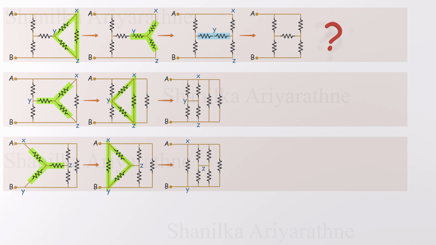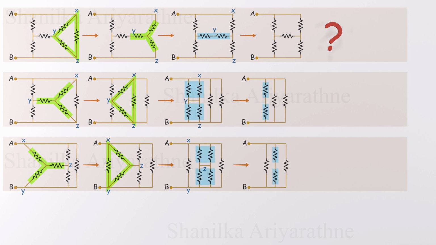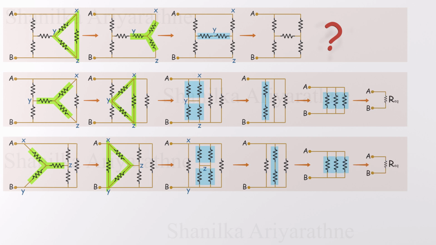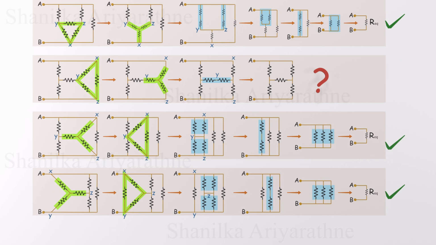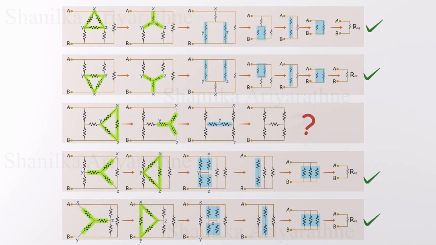Right away, we uncover parallel resistor pairs that are easy to simplify. Once those are done, we're left with a clean series connection, and after that, we arrive at a final step. 3 resistors in parallel. Solve that, and we've got our equivalent resistance. Just like that, the messy circuit becomes something we can handle step by step.